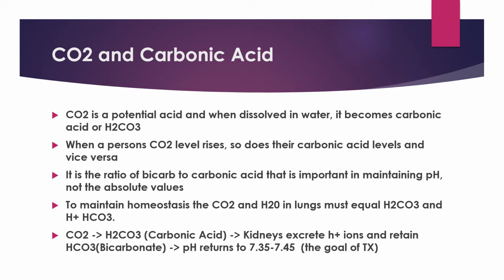The carbonic acid, CO2, and bicarb maintain homeostasis, and they do this by the lungs holding on to or letting go of CO2, or your kidneys excreting hydrogen ions or retaining bicarbonate to return the pH to normal. So that's the goal of the body, to have a normal pH.